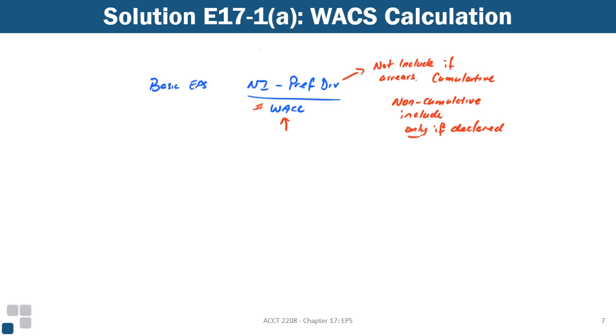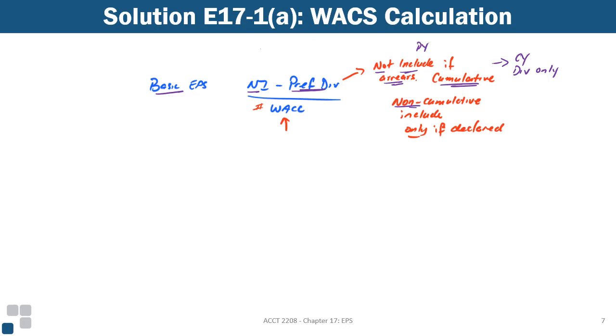All right, so let's go ahead and solve this. Let's first begin with reviewing the formula for basic EPS. It's net income minus preferred dividends, but here's the thing to watch. If dividends are in arrears, we do not include prior year dividends. The only way we'll have dividends in arrears is if the preferred shares are cumulative. So if the preferred shares are cumulative, we do not include dividends in arrears. So current year dividend only, and that's even if it's not declared, by the way.